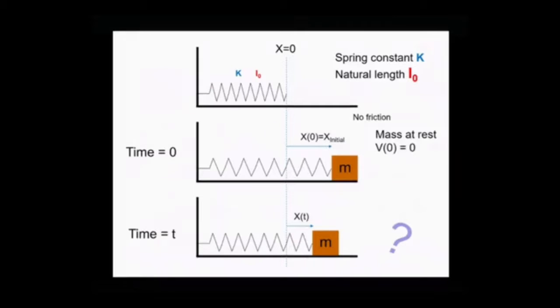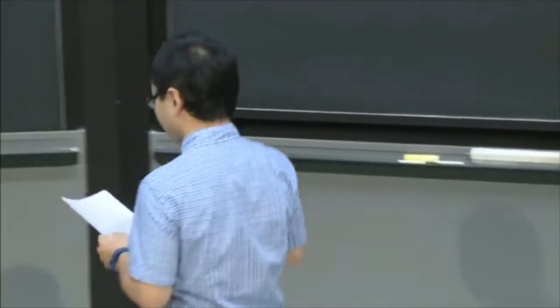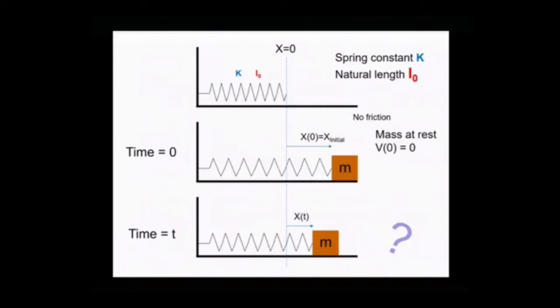The first thing you can do in order to make progress is to define a coordinate system. Here I define a coordinate system in the horizontal direction, the x direction, and x equal to 0, the origin, is the place where the spring is not stretched, at its natural length. That's what I defined as x equal to 0. Once I define this, I can express the initial position of the mass in this coordinate system as x initial. Also, initially this mass is not moving. Therefore, the velocity at 0 is 0.